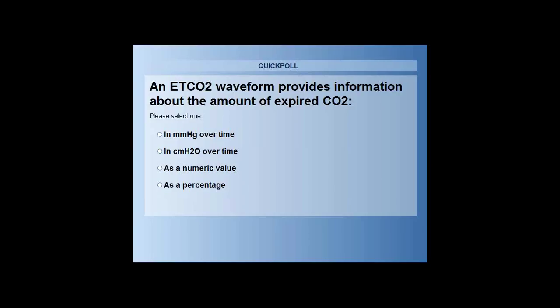So the poll question is, an EndTidal CO2 waveform provides information about the amount of expired CO2: option A, in millimeters of mercury over time; option B, in centimeters of water over time; option C, as a numeric value; or option D, as a percentage.